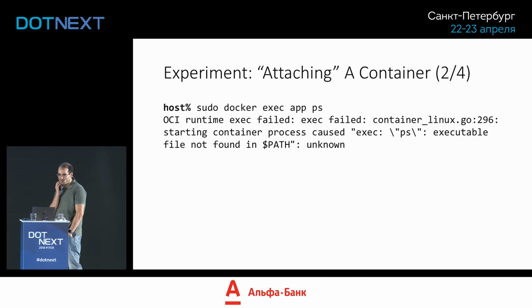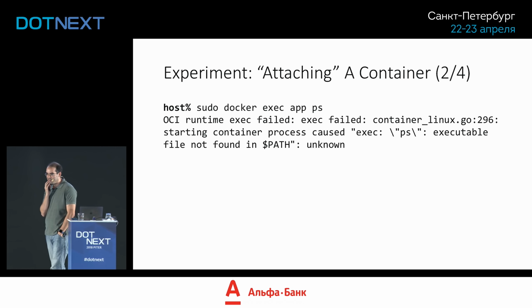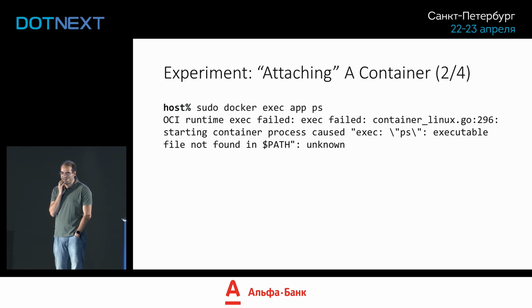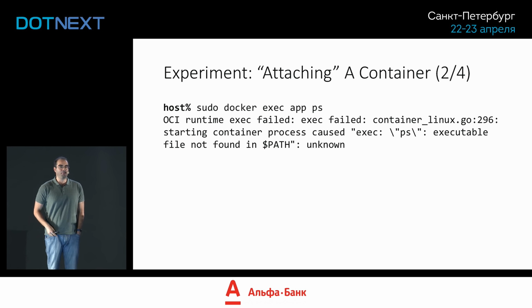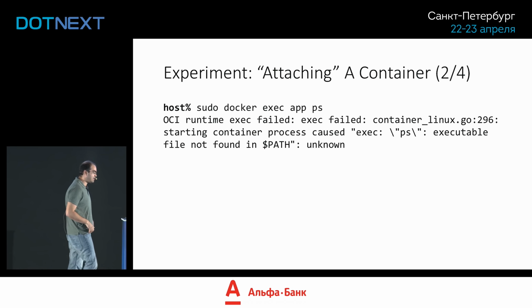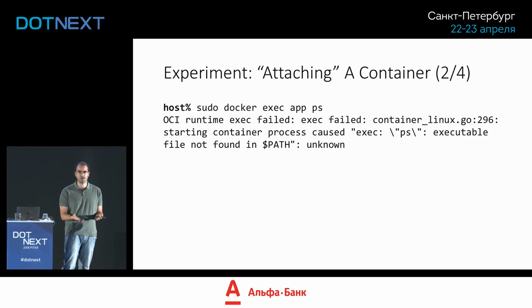OCI runtime exec failed, container linux.go, line 296. This basically says there is no ps. The container doesn't know what you're talking about. There is no ps command in the container. And that sort of makes sense because it's a production image. It's designed for running production apps.